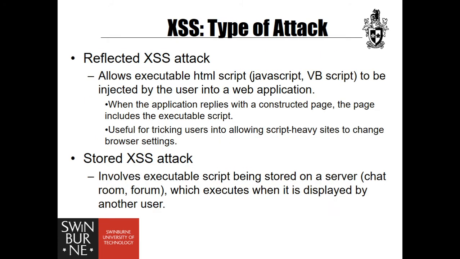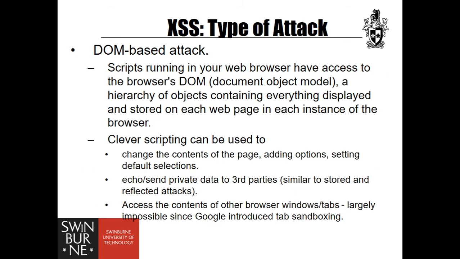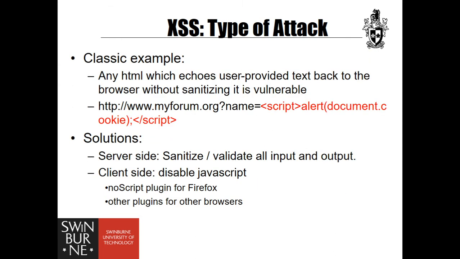This is the example, the types of XSS attack. First one is a reflected XSS attack, then stored XSS attack, DOM-based attack. Another classic example of the XSS attack is any HTML which encodes user-provided text back to the browser without censoring is vulnerable. This is the example of the XSS attack that we can use.